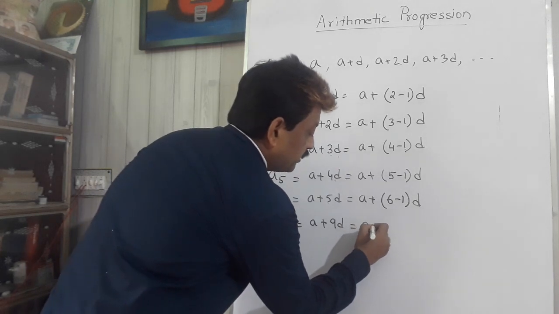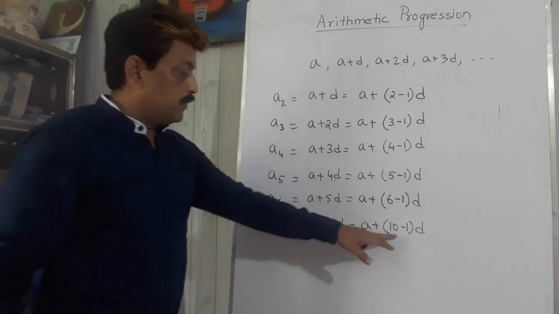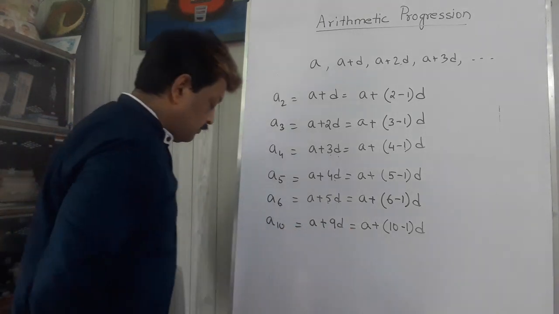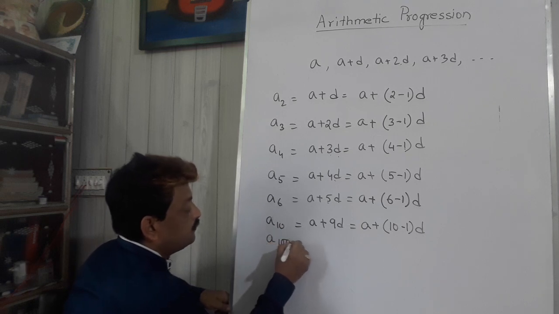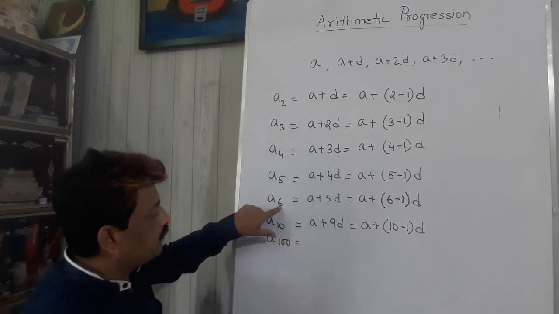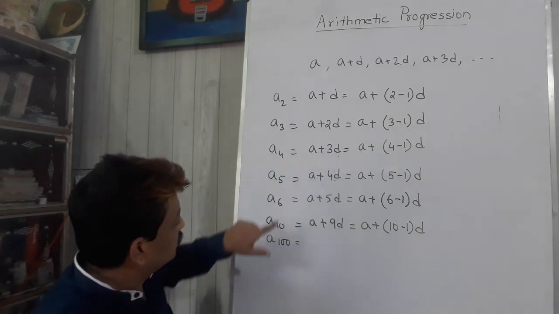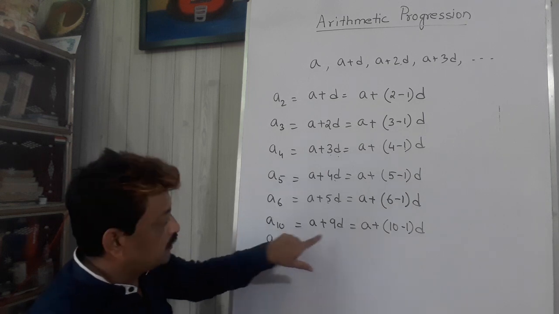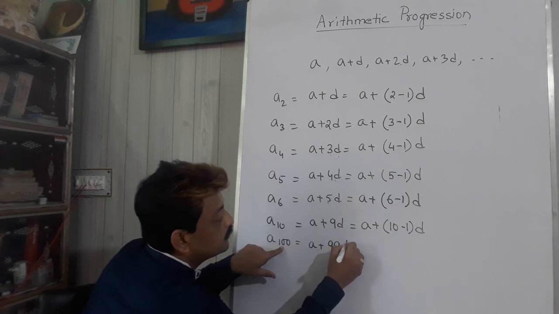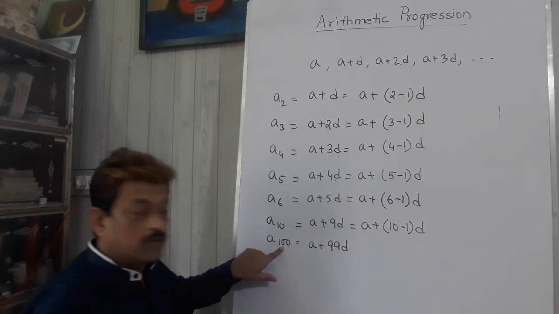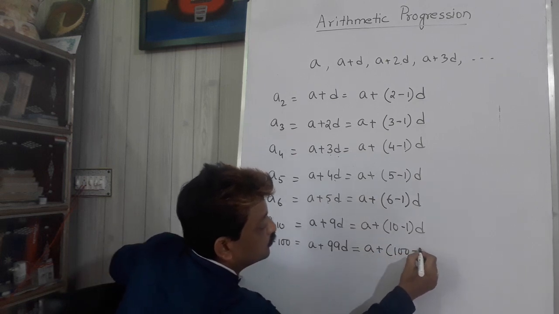how will it be obtained? It will be a plus 10 minus 1 d. 10 minus 1 d will be 9d. Similarly, if I want to find the 100th term, whatever I have written here, there is one less, so it is 100 minus 1. So it is written as a plus 100 minus 1 d.